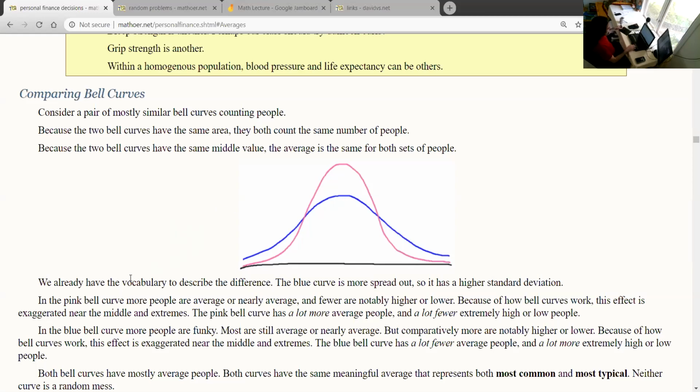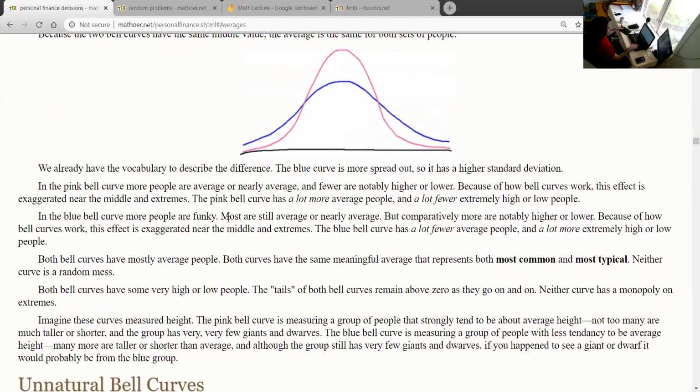We already have the vocabulary to describe this. The blue curve has a higher standard deviation. There are more people spread out farther from the middle. Both curves have people at the tail ends. There are some, assuming it's people, really big or really small examples of whatever we're measuring.